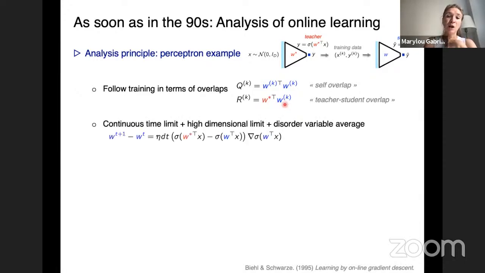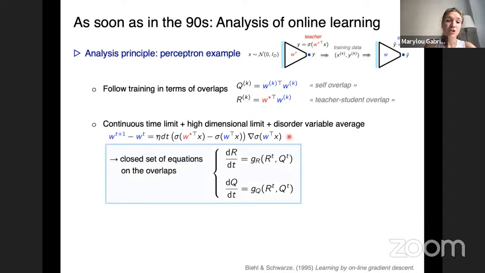So again, we are going to take the continuous time limit and this high dimensional limit and the disorder average for our updates of parameters. And this will actually result in a set of closed equations on the overlaps. So we have a set of ODEs on the overlaps that are going to describe what's going on during the online learning of this perceptron problem.